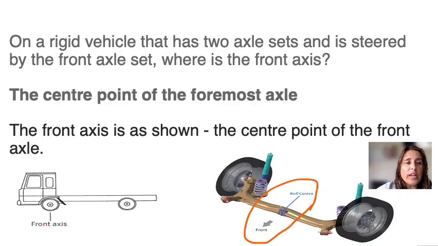On a rigid vehicle, one that's not moving so freely, that has 2 axle sets and is steered by the front axle set, where is the front axis? So the center point of the foremost axis. So the front axis is as shown, the center point of the front axis.